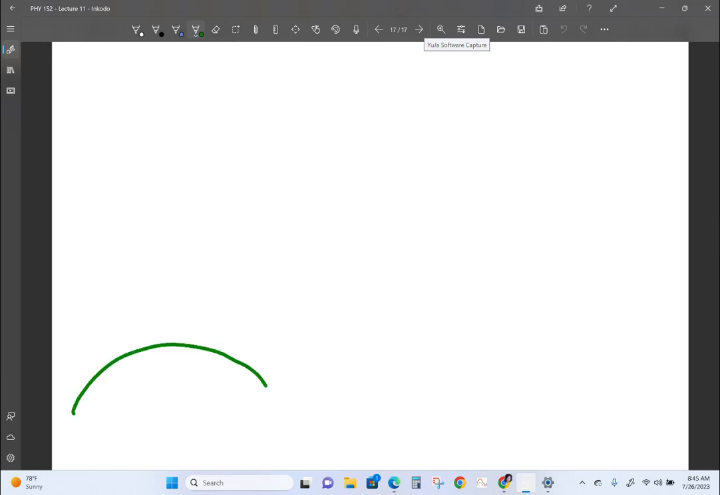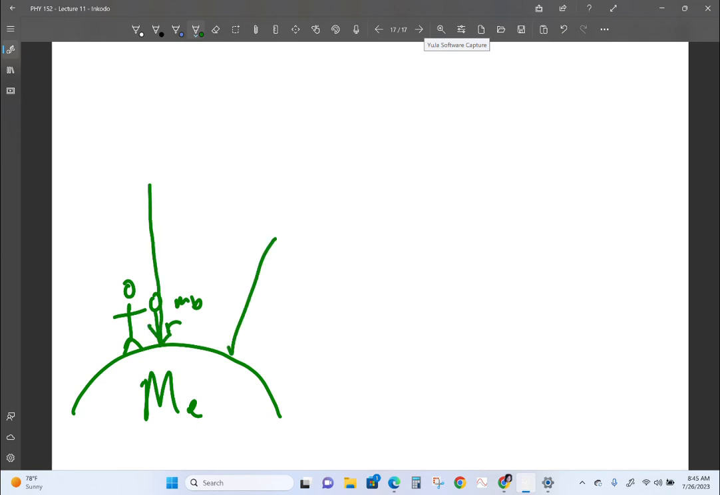So if we have the Earth here, the mass of the Earth, and we have somebody holding a ball, the mass of the ball, and that ball is a certain distance above the surface of the Earth, its natural tendency is that if we let go of it, it wants to fall down, because there is a gravitational field around the Earth that points down towards the Earth.